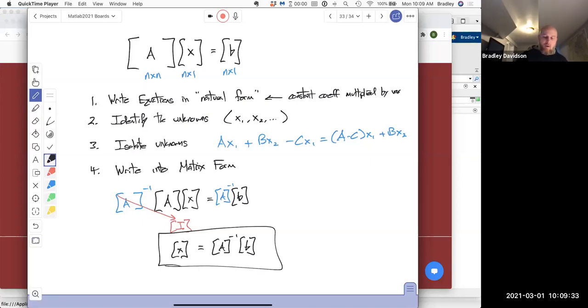Okay, so that's the key. How do we get our inverse of A and then multiply it by that B vector to obtain our solution for our X matrix?